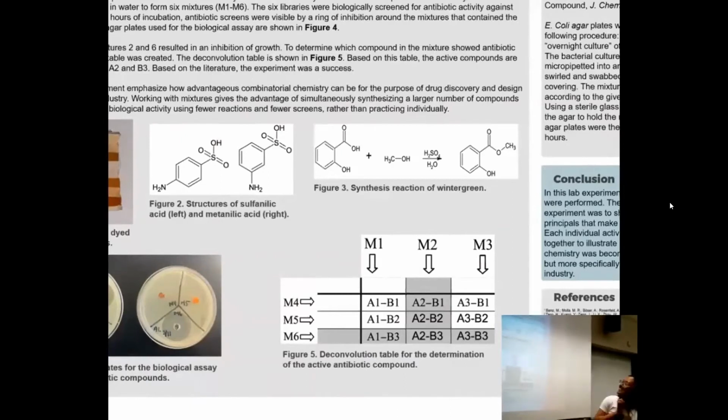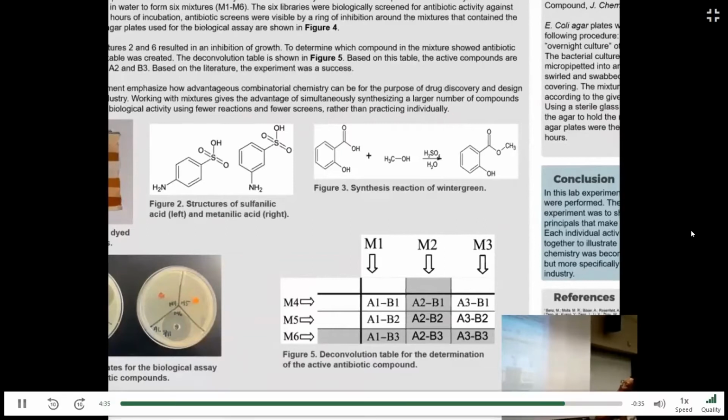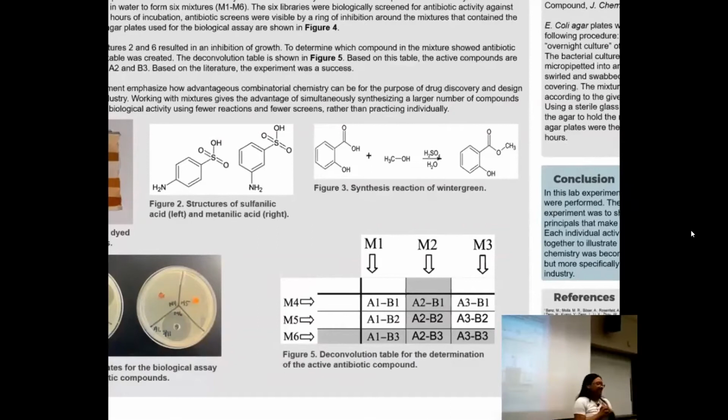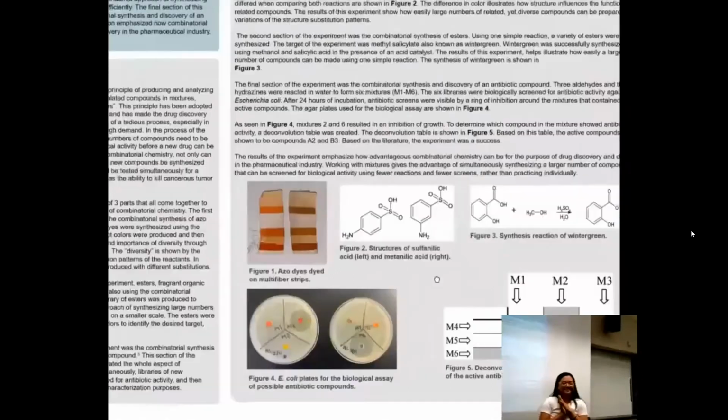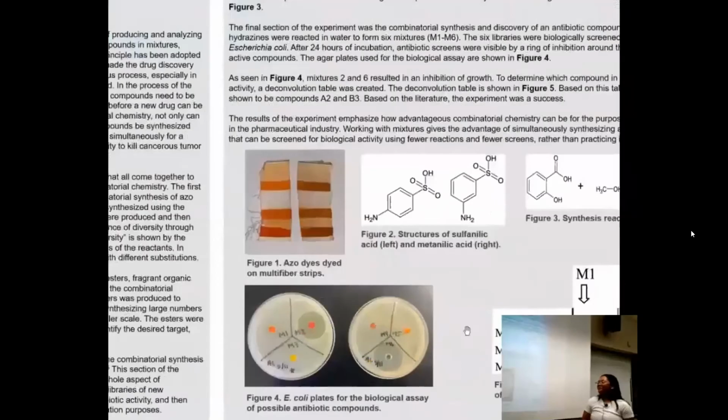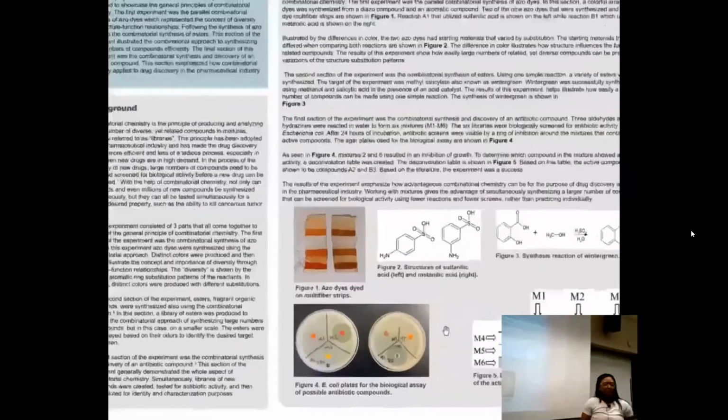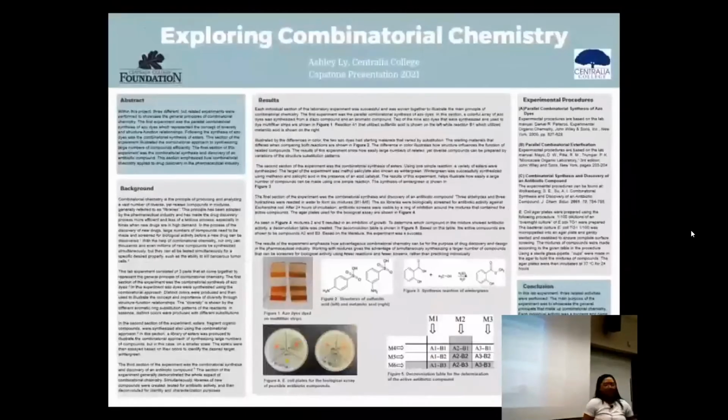All right. This one really illustrates how we could simultaneously synthesize but also test them at the same time. So instead of also testing these ones over here that showed negative results, we saved so much time just focusing on the ones that showed positive results. Overall, the purpose was to just explore what combinatorial chemistry is and how helpful it could be to the pharmaceutical industry.